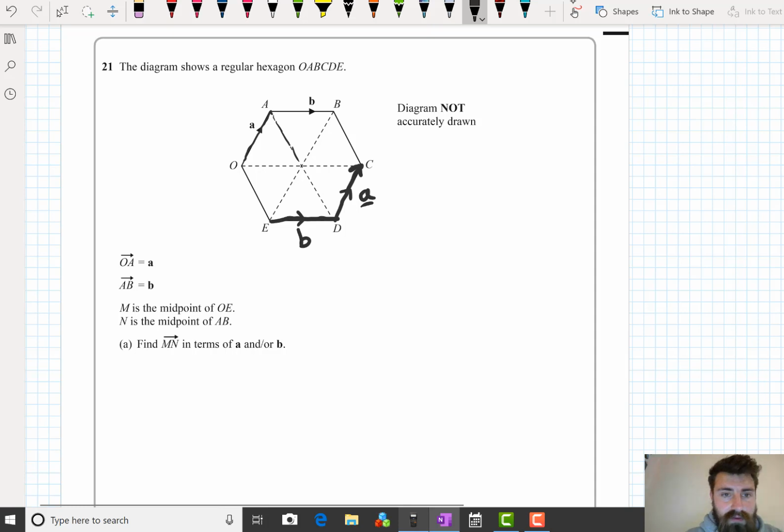What else we got? M is the midpoint of OE. Okay, there's M. N is the midpoint of AB. Where's A to B? It's there. N. Find MN, the vector from M to N, in terms of A and B. So if I'm to get to this here, draw out this little section just to explore it.